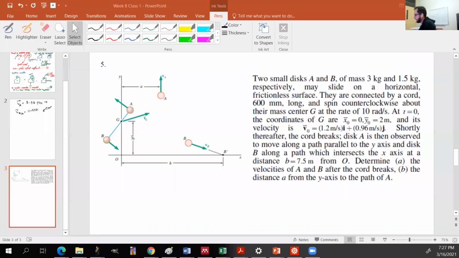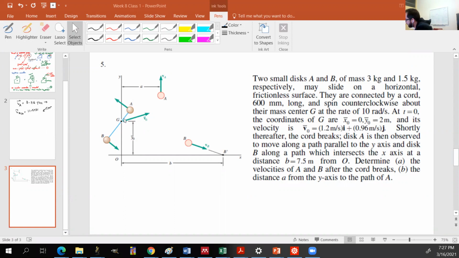All right, guys, last problem of the day. And what you have is two small discs A, B. A has a mass of 3 kilograms, and B has a mass of 1.5 kilograms, sliding on a horizontal frictionless surface. So you're looking top down, think of it like a billiards table, right? So there's no change in height that's happening.